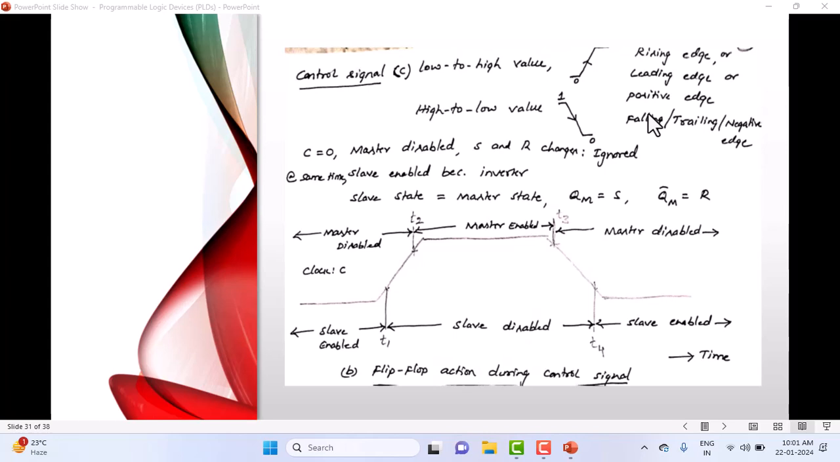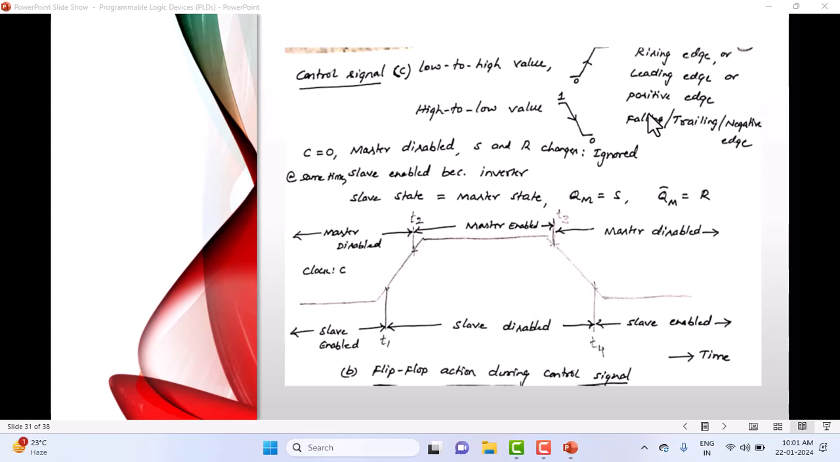Okay. And high to low level, this is the high level to low level when the clock is falling. Okay, this is called high to low level, value 1 to 0. This is called falling or trailing or negative edge. All are the same. In fact, you can call it with any names, whatever you feel comfortable. Okay. Any questions about this?